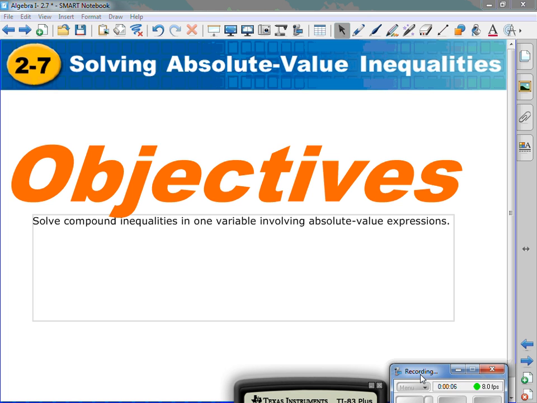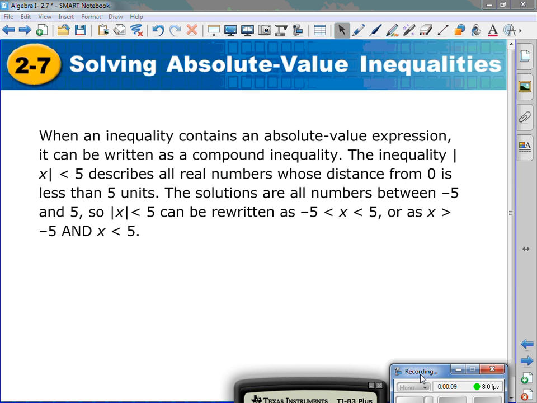7, solving absolute value inequalities. We remember from absolute values, absolute values have a positive and a negative. It was either or.